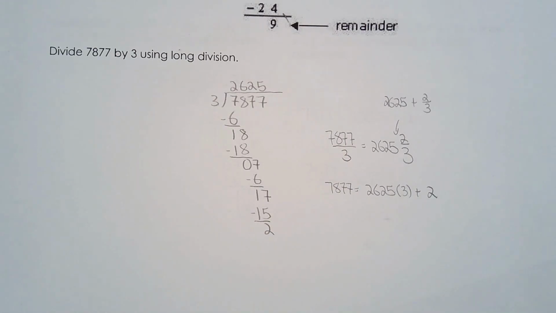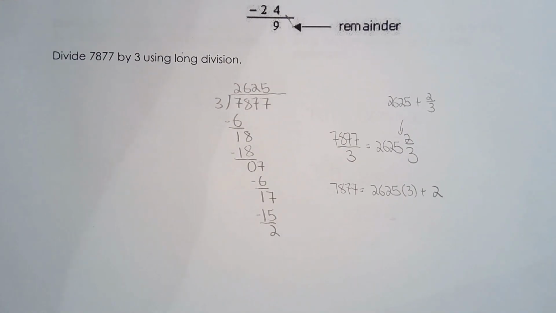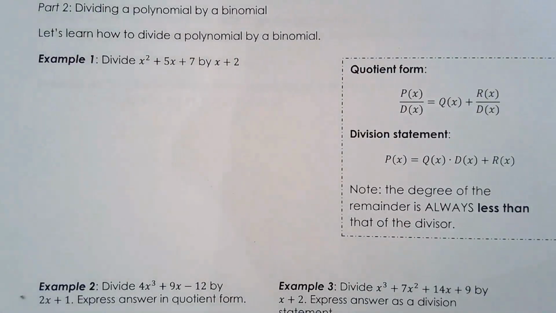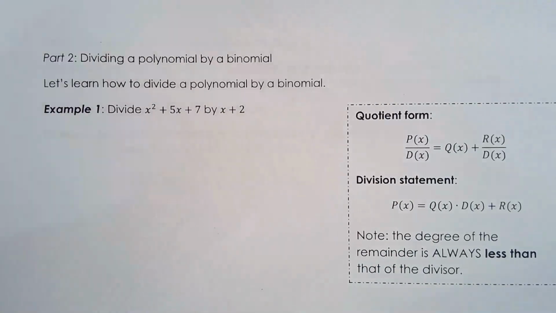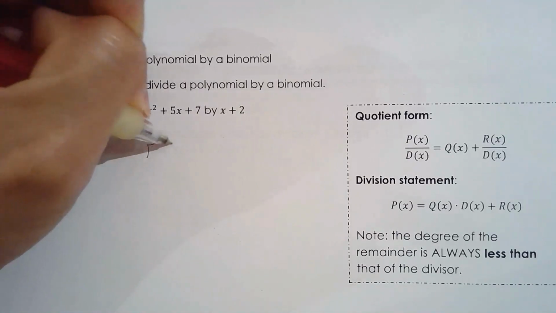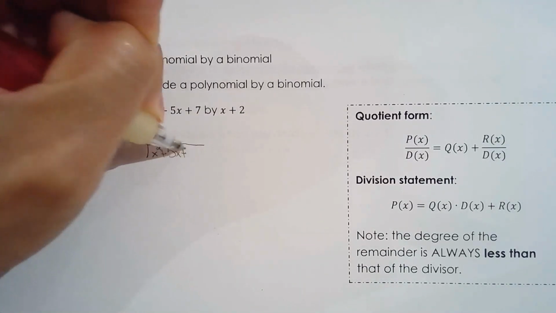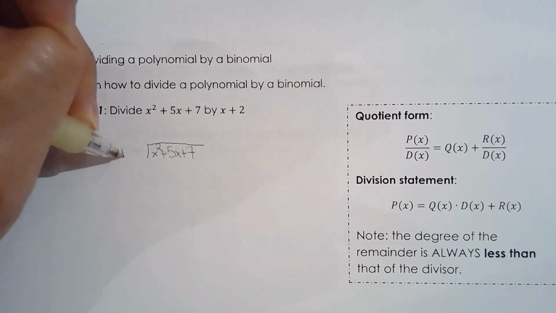Okay, so we're not going to divide real numbers using long division anymore. What we're going to do is divide a polynomial by a polynomial, but we're still going to use long division. Okay, so in this case, x squared plus 5x plus 7, that's our dividend. And what's our divisor? Our divisor is x plus 2.